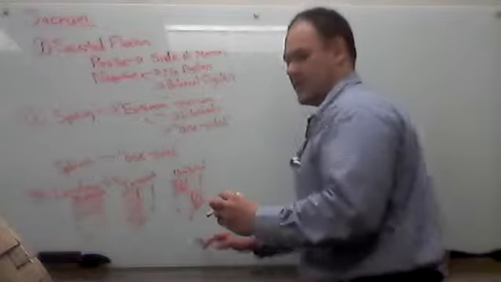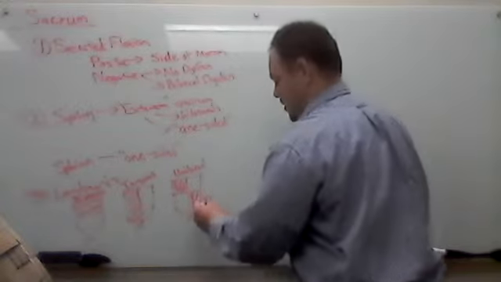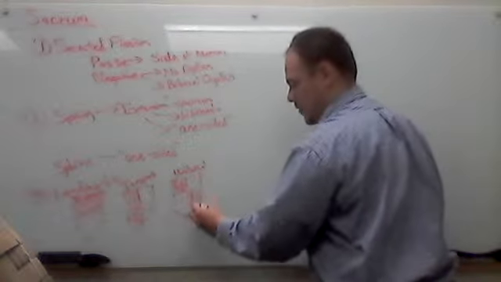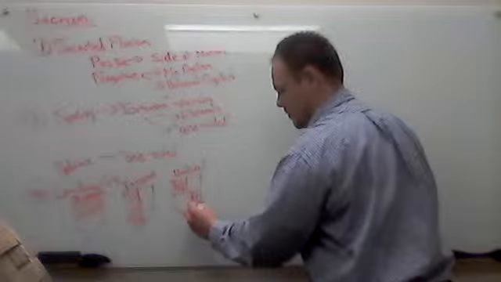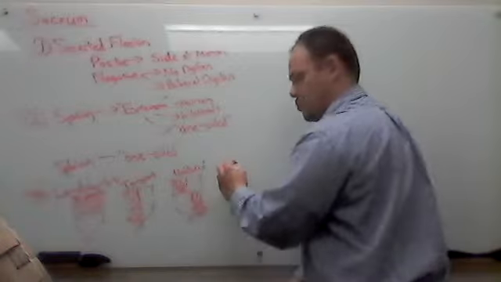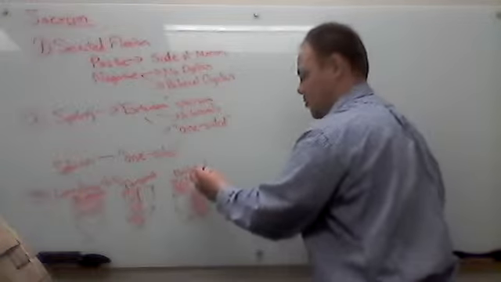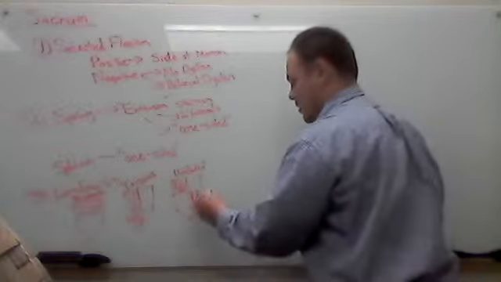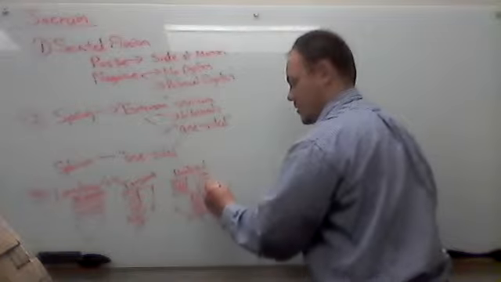But the best way to approach it is that if one of the ILAs is posterior, then the superior aspect or the sacral base is going to be the opposite of it. So if this is posterior, this is going to be anterior.